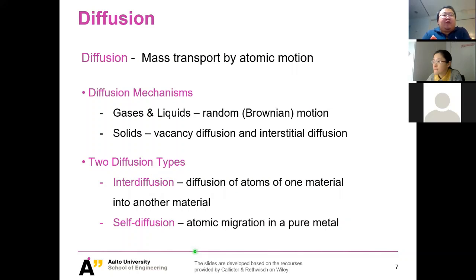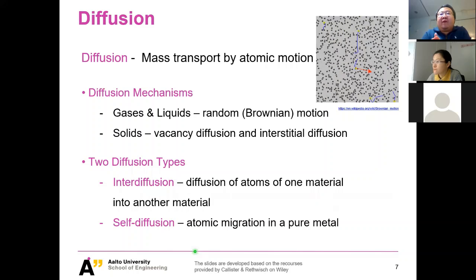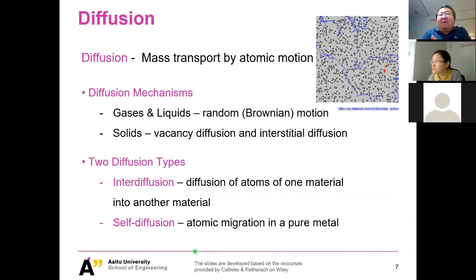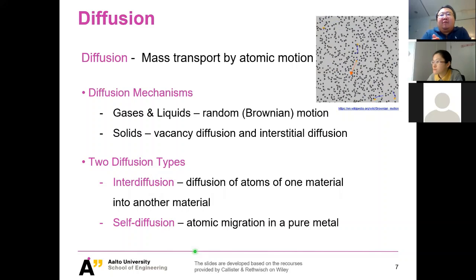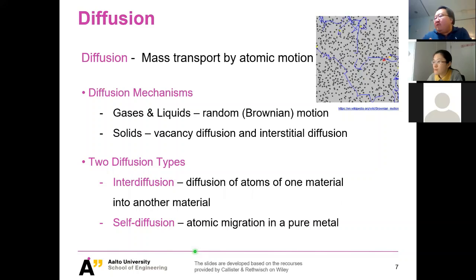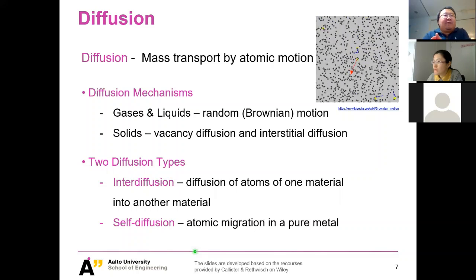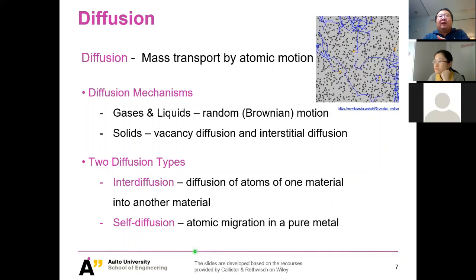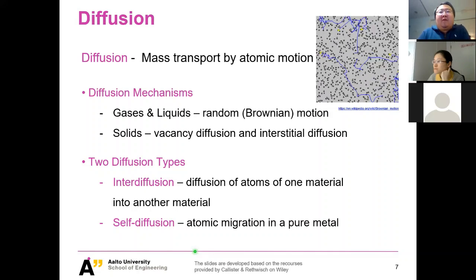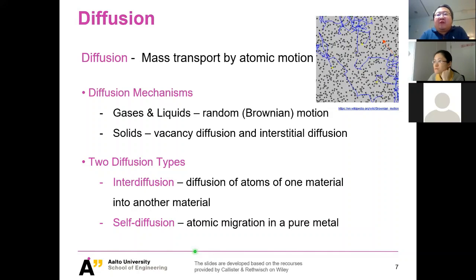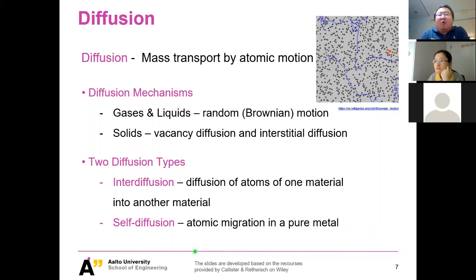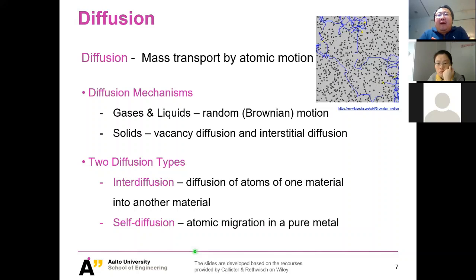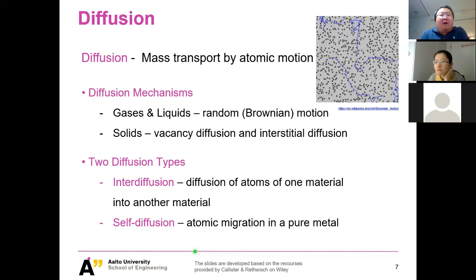First of all, what is diffusion? And before I give the definition, I first give you a figure. I think most of you should be familiar with this figure. This is something we have probably learned in high school or junior high school. And this is called Brownian motion, right? And of course, this is not an observation.